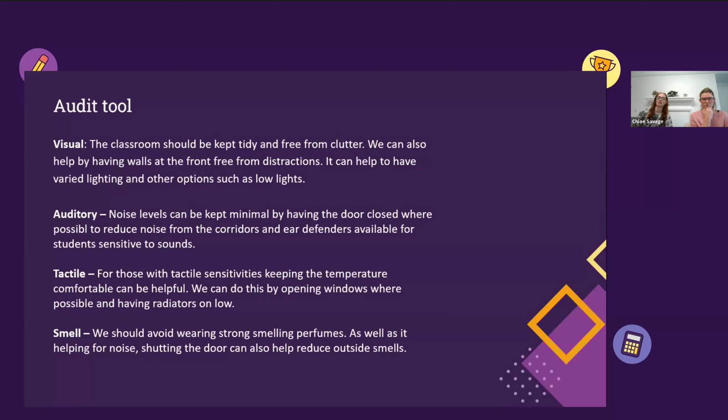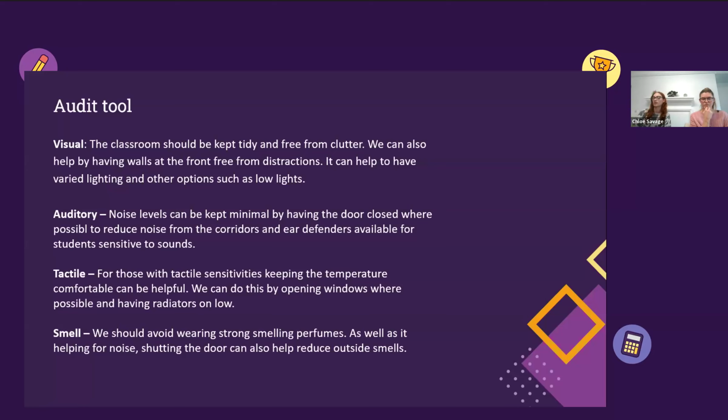For tactile sensors, having the temperature at a good, comfortable temperature. So opening windows when we can, if it's not too noisy outside, obviously. And not having the radiators too high, because sometimes when people get hot, the clothes start to bother them a little bit more. And then for smells, something that we can do is avoid wearing really strong smelling perfumes, because some people might find that really tricky.